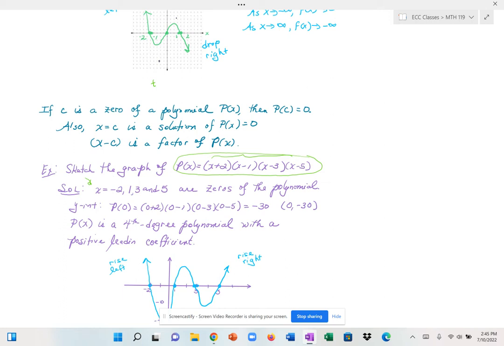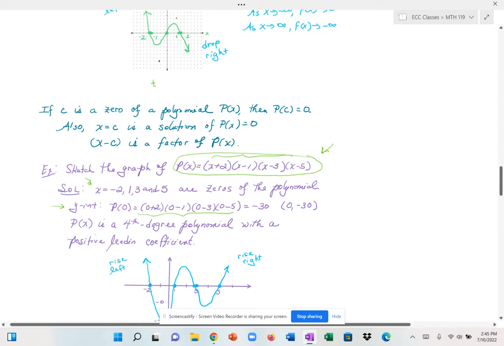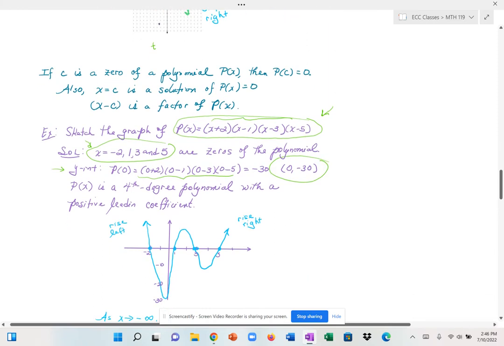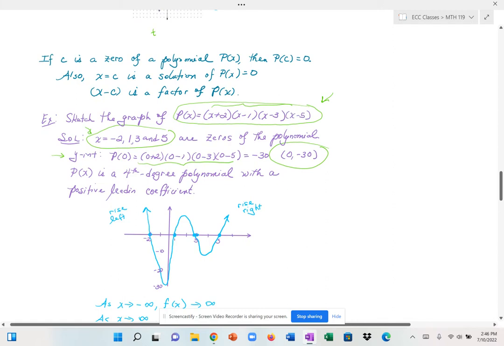So I know my x-intercepts. I can easily find the y-intercept by replacing all of the x's in here with 0. And that's the work that I did here, which just means that you're multiplying 4 numbers together: 2, negative 1, negative 3, and negative 5, which gives me an answer of negative 30. So I have these 4 points. I have this point. And then I can put this together along with what I know about the original function.